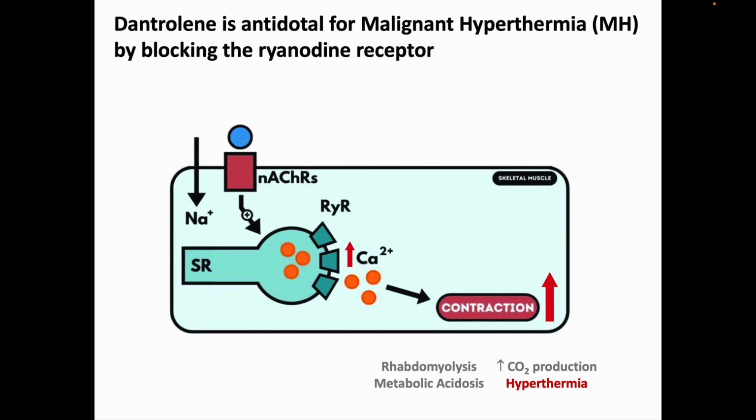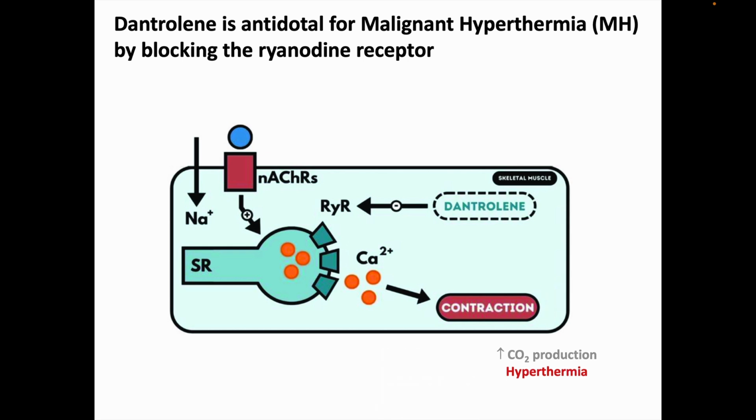Dantrolene is an antidote for malignant hyperthermia because it blocks the calcium flux through the ryanodine receptor. Less calcium is released into the cytoplasm from the sarcoplasmic reticulum, so there is less actin-myosin interaction and less muscle contraction, hopefully reversing the adverse effects.